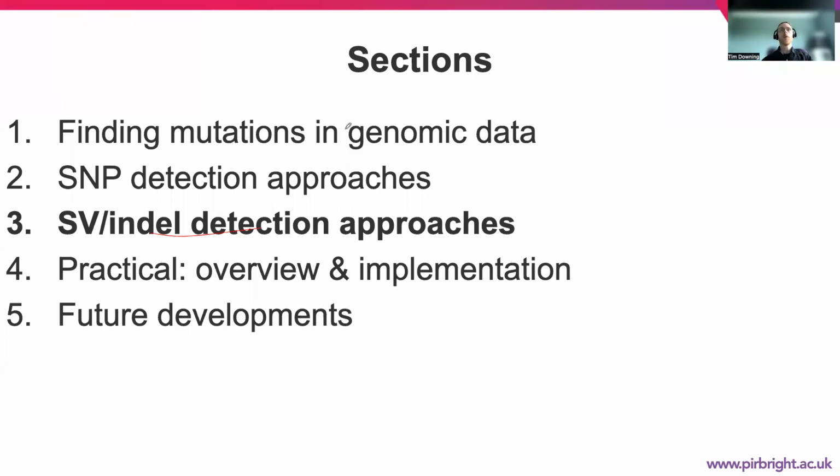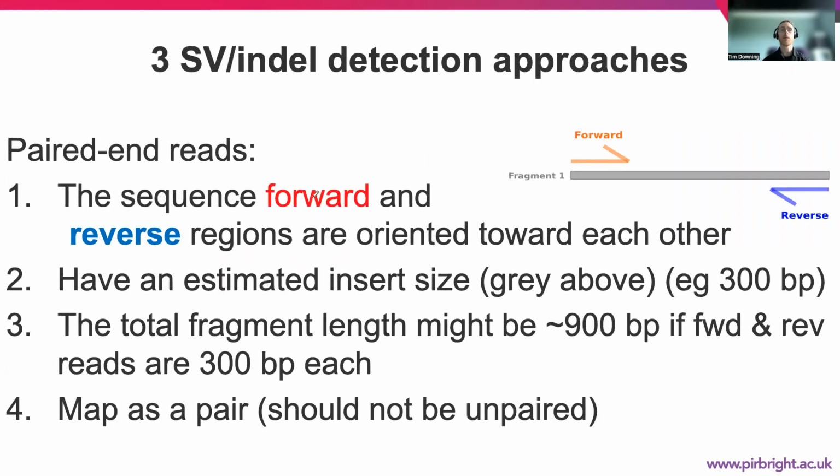Okay, so welcome to this section of video 3 of course G04 on mutation detection, where we're looking at structural variation and indel detection approaches using sequence reads. What we're thinking about here is typically we're dealing with paired end reads. So in that case, we'll have a forward read of a particular length, maybe 100 base pairs, maybe 300 base pairs now, depending on our technology.